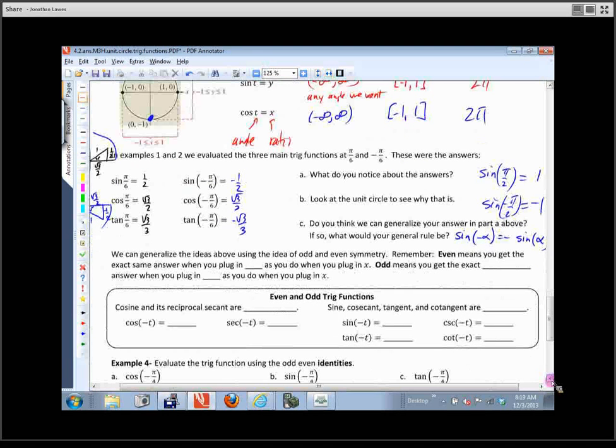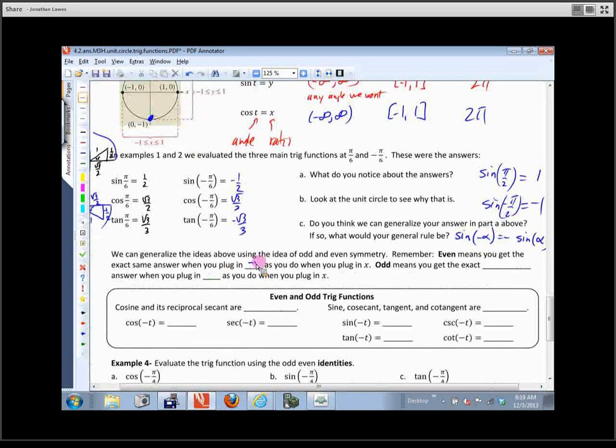You'll remember that even means you get exactly the same answer when you plug in a negative x as when you plug in an x. And odd means you get the exact opposite when you plug in a negative x as when you plug in a positive x. Okay? And that's really what happens right here. So cosine and its reciprocal secant are even functions. The cosine didn't change at all, so its reciprocal wouldn't change at all.